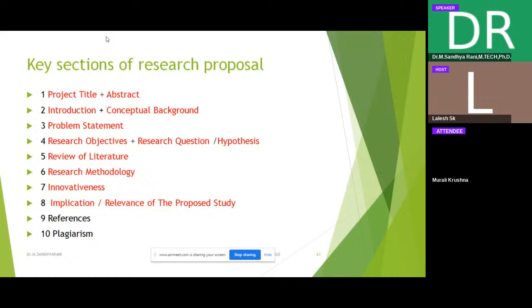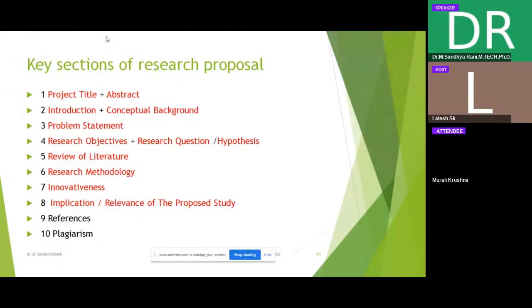Now we know the title with abstract, and we've written the introduction with complete conceptual background. Problem statement is very important. What is the problem you are going to solve becomes the research objective. Based on the objective, we try to develop research questions and the hypothesis. After that we discussed the review of literature, and we found out the gaps where research is not there. After that, the research methodology and innovativeness that is very unique in nature.